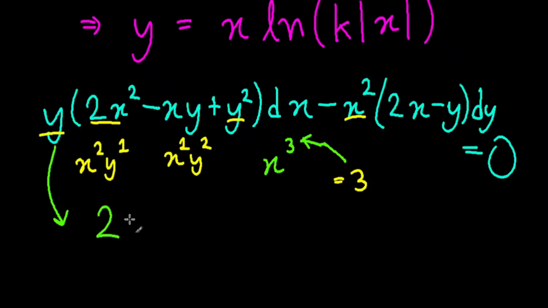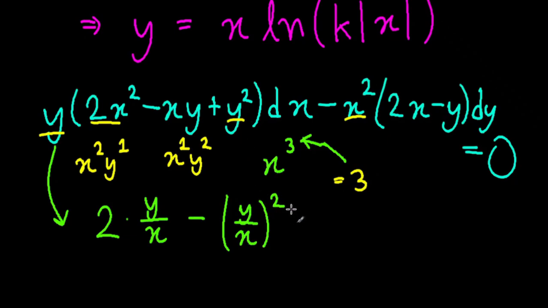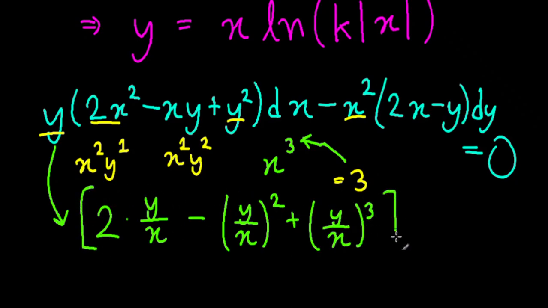We have 2 multiplied by y by x. Okay, I'll just expand it and also divide at the same time. The negative y by x whole squared, basically y squared by x squared. So that's y by x whole squared, plus y by x cubed. And actually all of this is multiplied by dx. Okay, and with the dy's, this x squared goes out.